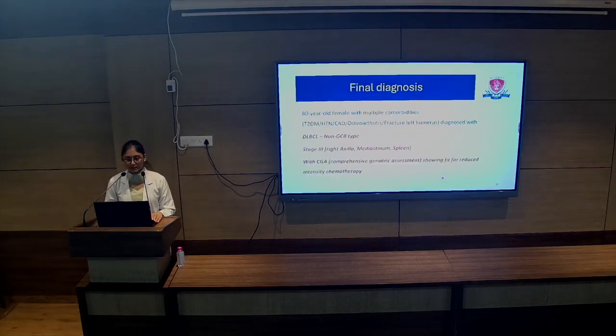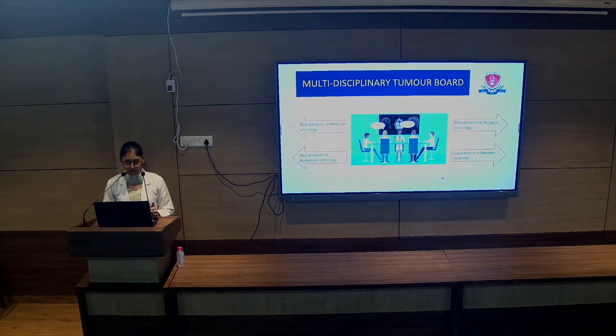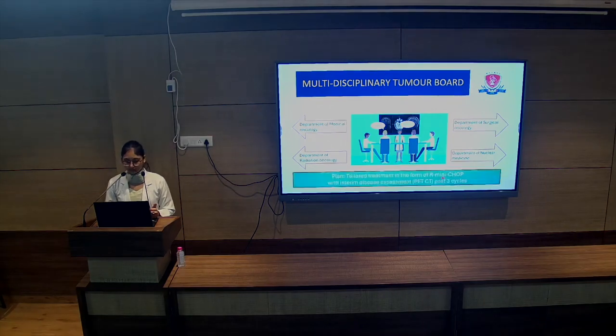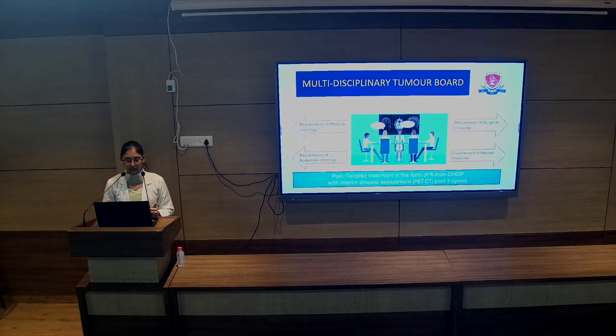Now the final diagnosis is an 80-year-old female with multiple comorbidities diagnosed with DLBCL non-GCB type stage 3, with the comprehensive geriatric assessment showing fit for reduced intensity chemotherapy. This case was further discussed in the multidisciplinary tumor board, seeing her age, the diagnosis, staging and the comprehensive assessment scoring. So she was planned for tailored treatment in the form of R-mini CHOP with interim disease assessment with PET scan post third cycle.